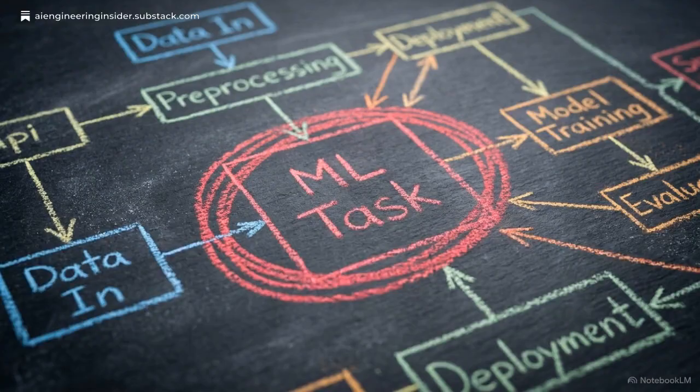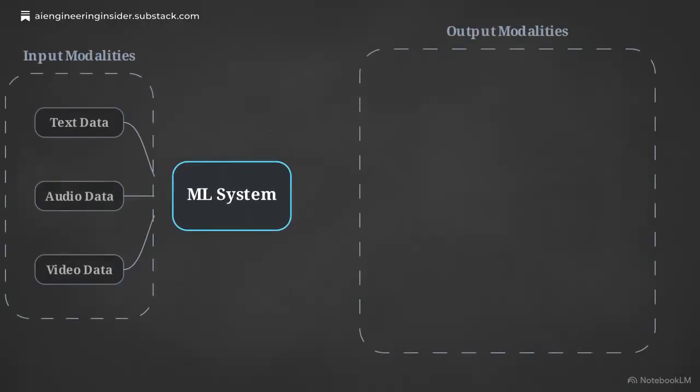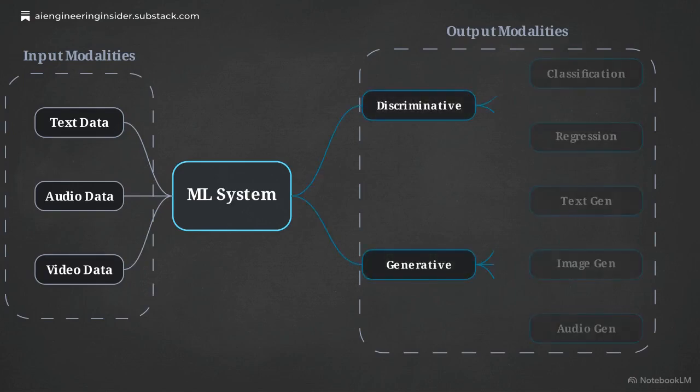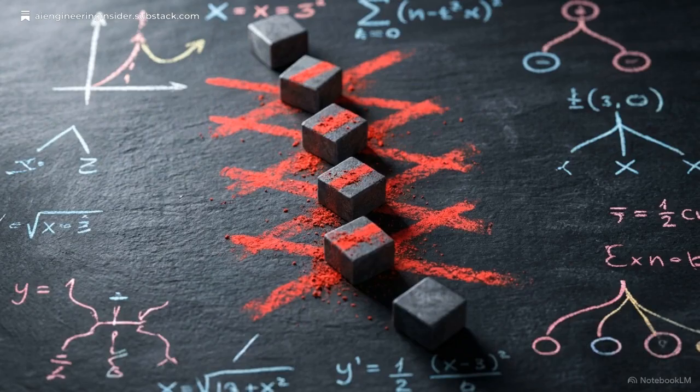Step 2 is framing the problem as a specific machine learning task. This requires explicitly defining the input and output modalities. Defining whether the system is ingesting text, audio, or video, and what it needs to produce, acts as an immediate filter. It eliminates entire classes of algorithms before a single line of code is written.